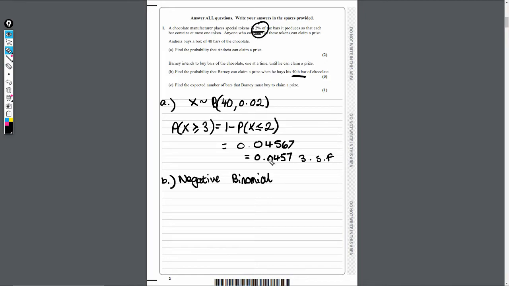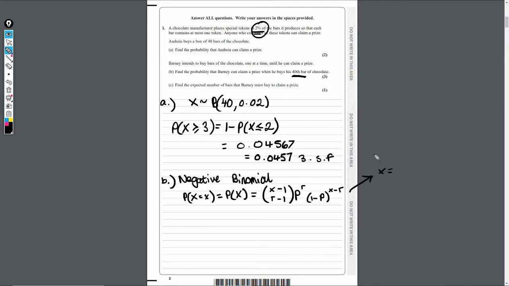So negative binomial. Now this is in your formula booklet, but you don't have to worry about memorizing this, guys. So it's going to be the probability of X being equal to x, so I'm just literally writing this down from the formula book. It's going to be (x minus 1 choose r minus 1) times p to the r times (1 minus p) to the x minus r. Okay, so all we need to do now is plug in our values for our question.